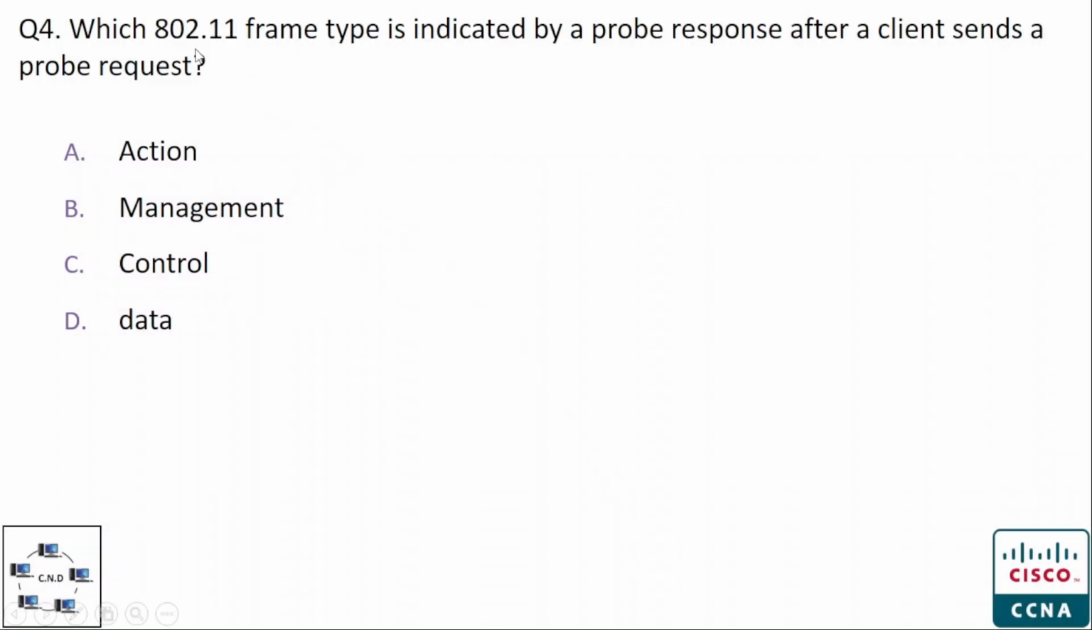Question number 4. Which 802.11 frame type is indicated by a probe response after a client sends a probe request? The options are: option A, action; option B, management; option C, control; and option D, data. The correct option is option B, management.